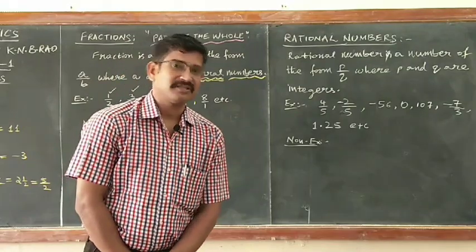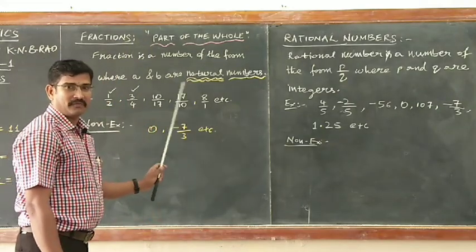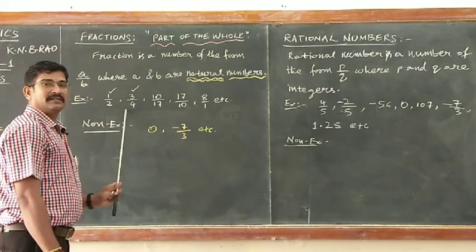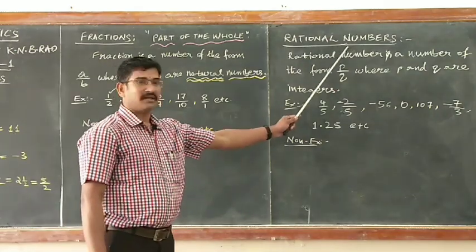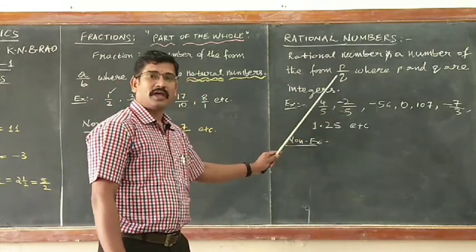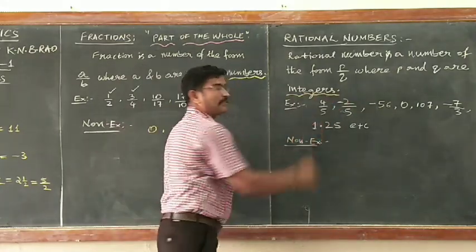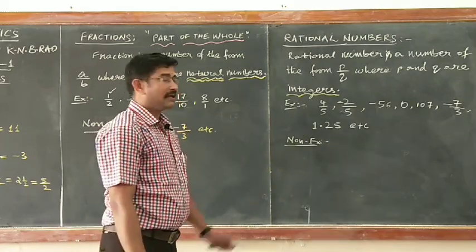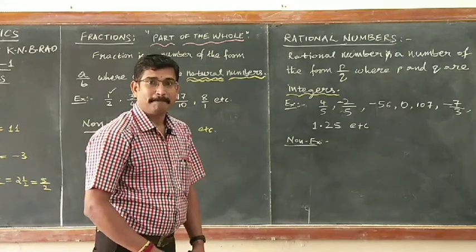Children, now we will finally sum it up by comparing fractions with the rational numbers. Children, you know the meaning of fractions? Fraction is a number of the form a by b where both numerator a and denominator b are natural numbers. Examples for fractions, non-examples for fractions. Then, you know the meaning of rational numbers from the previous sessions you learnt. Rational number is a number of the form p by q where p and q are integers. This is important here. Now, examples for rational numbers.